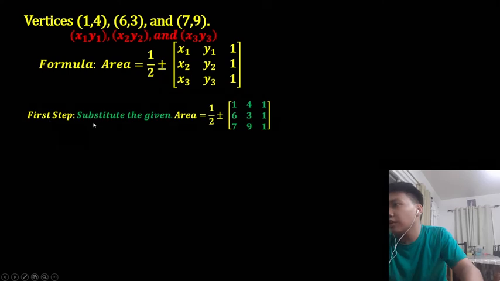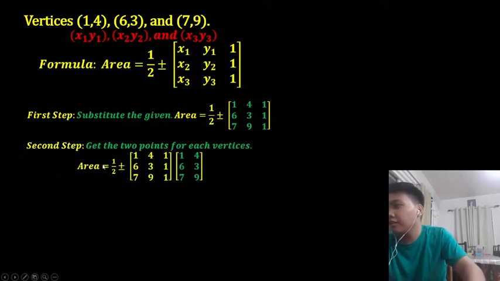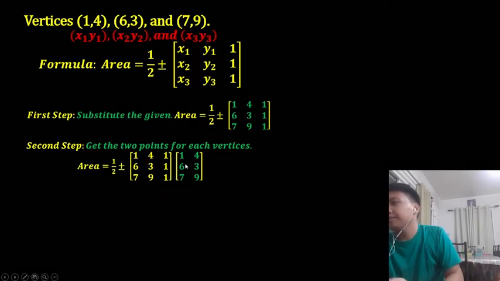As for our first step, substitute the given appropriately. X sub 1 for 1, y sub 1 for 4, x sub 2 for 6, y sub 2 for 3, and x sub 3 for 7, and y sub 3 for 9. At the last part, we have all 1. This part is always 1. For our second step, get the first two points of each vertex. 1, 4, 6, 3, and 7, 9 will be transferred to the right side of the matrix.